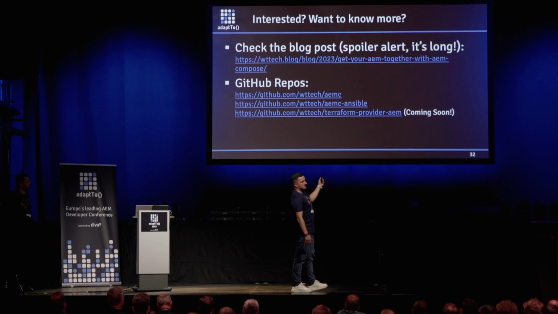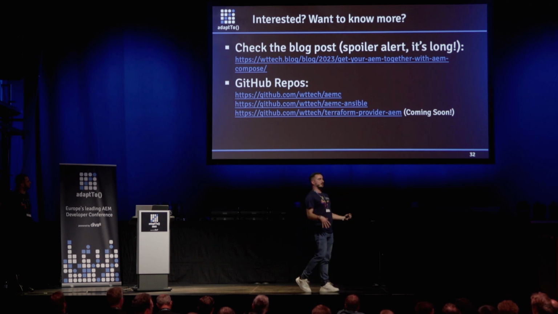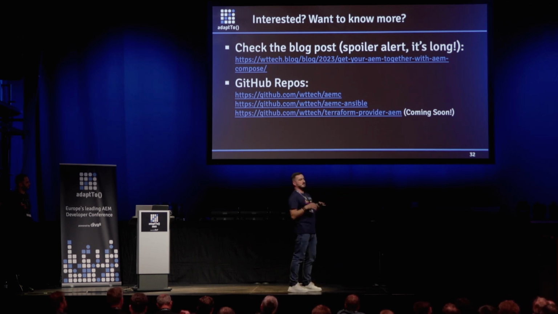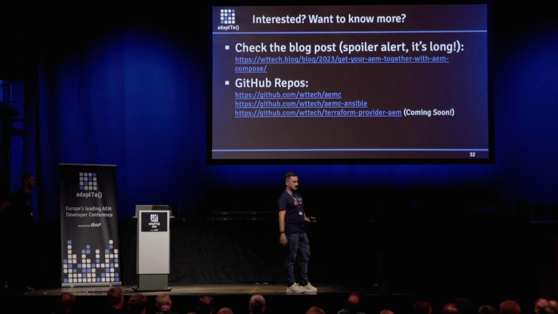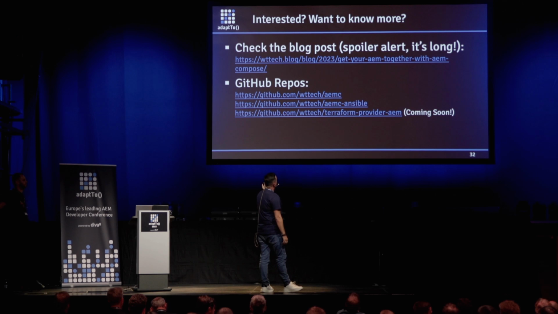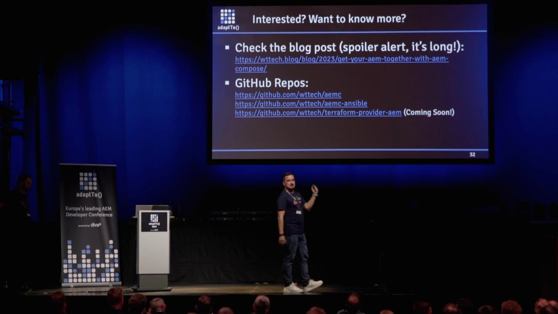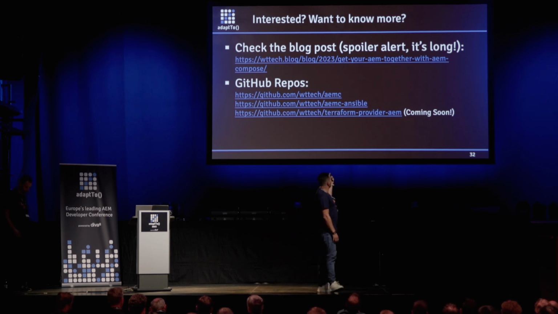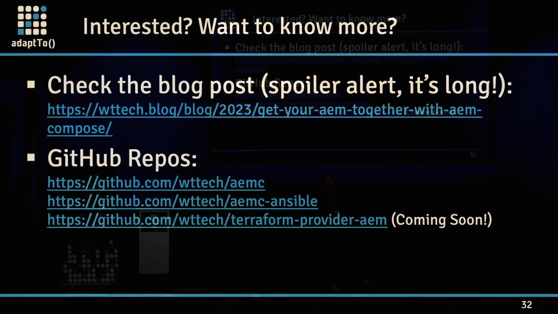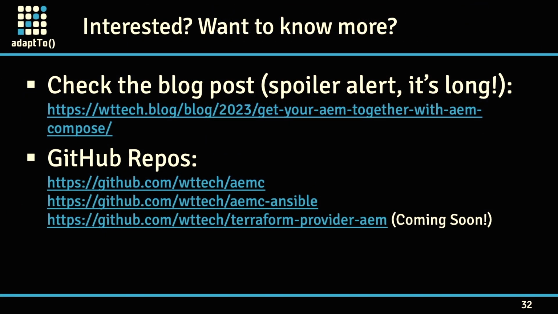If you want to know more, it's an awful lot to digest. If you want to learn all of it, we have a blog post that is really long, spoiler alert, because it goes through every single detail of this thing. And here you can see the GitHub repos. Of course, you will get the presentation. The first one is literally the core CLI. Then we have a separate repo for the Ansible module, and that's what we'll be doing generally. If we build some extensions on top of it, they will have their own repos.